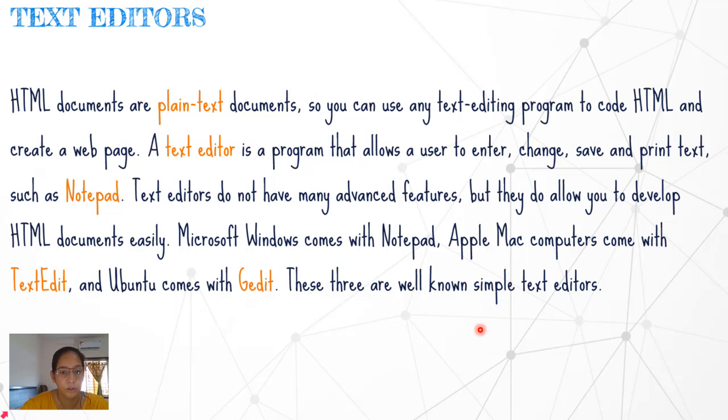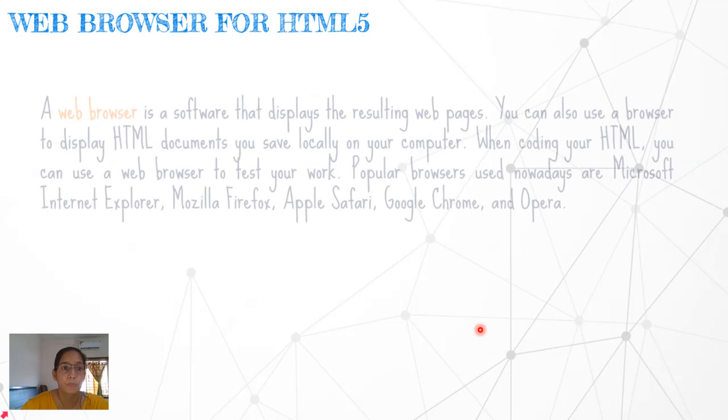You can write your HTML code on these, and the only thing is you need to save it with the .html or .htm extension. Microsoft Windows comes with Notepad, Apple Mac computers come with TextEdit, and Ubuntu comes with Gedit. So these are all simple plain text editors only. We can write our code in any text editor, only when we save, we put the extension .html or .htm.